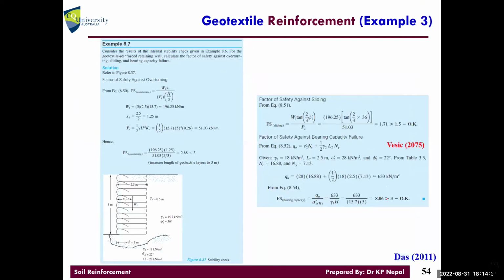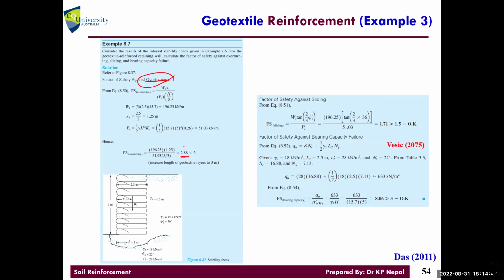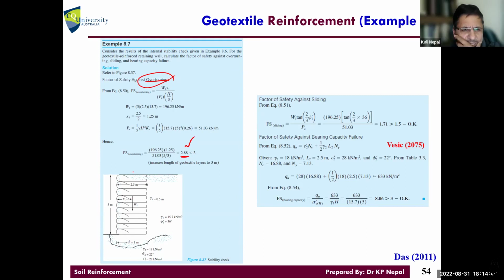And let's talk about overturning. How much did we get for overturning? Is that all right? Yes, sir. 2.9. Yeah. All right. Okay, that's fine. So we use this block anyway, so we should be all right.